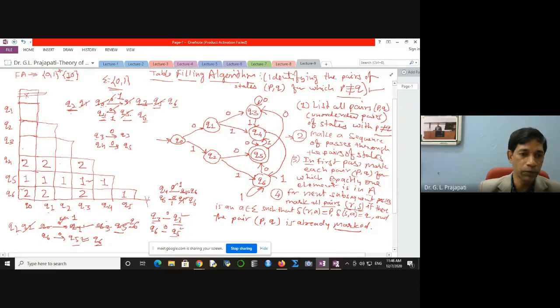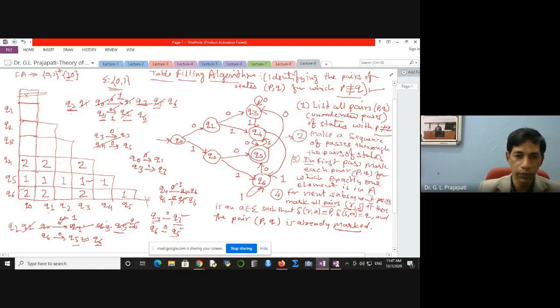Now you can consider this pair Q0 and Q3. If you are at Q0 and get 0, you are going to state Q1. If you are at Q3 and getting 0, you are at Q3. And the Q1, Q3 pair, you can see Q1 and Q3 is not marked. So we cannot mark here.